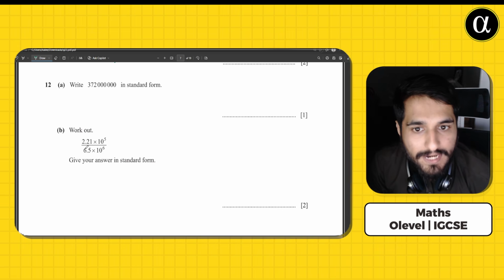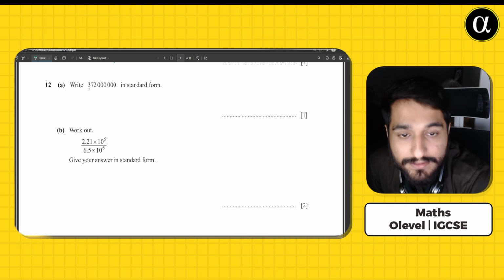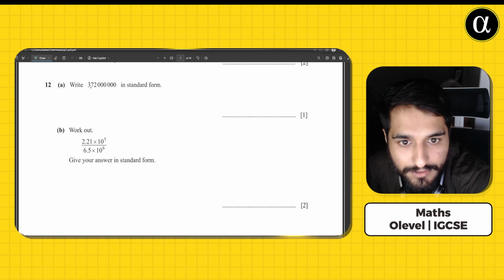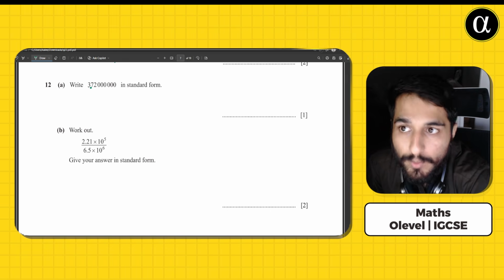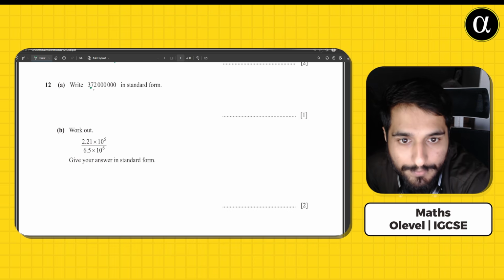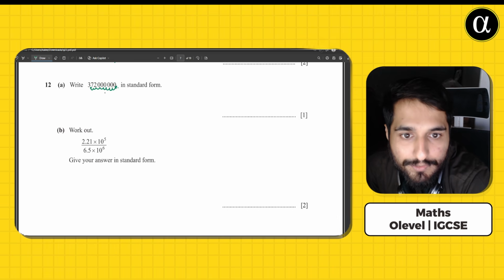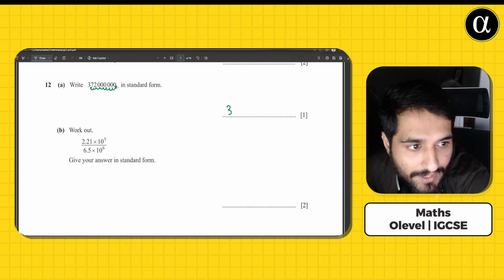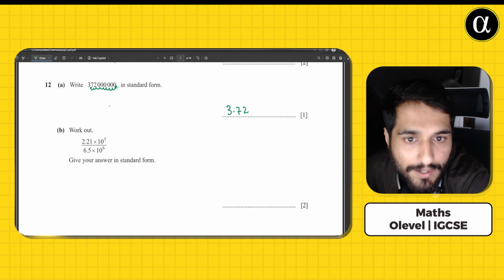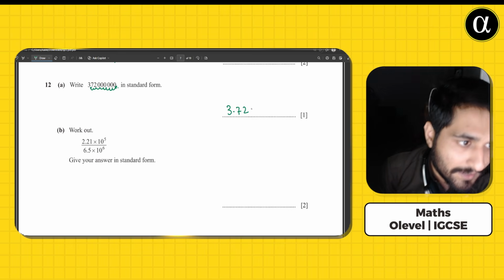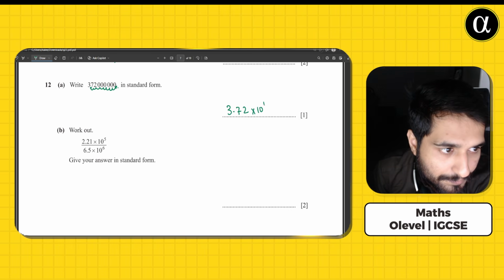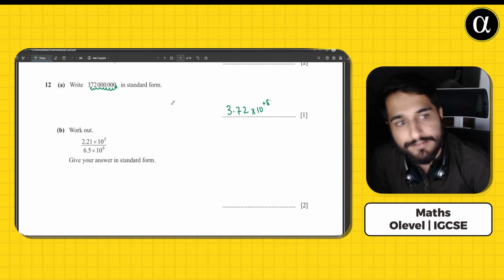Question 12a from standard form states that we're supposed to write this in standard form. Keep in mind, when we're writing in standard form, the decimal appears after one digit, and we will be counting the number of decimal places: 1, 2, 3, 4, 5, 6, 7, and 8. So this can be written as 3.72, and since we're moving the decimal on that side, it's going to be an exponent of positive 8 for this case.